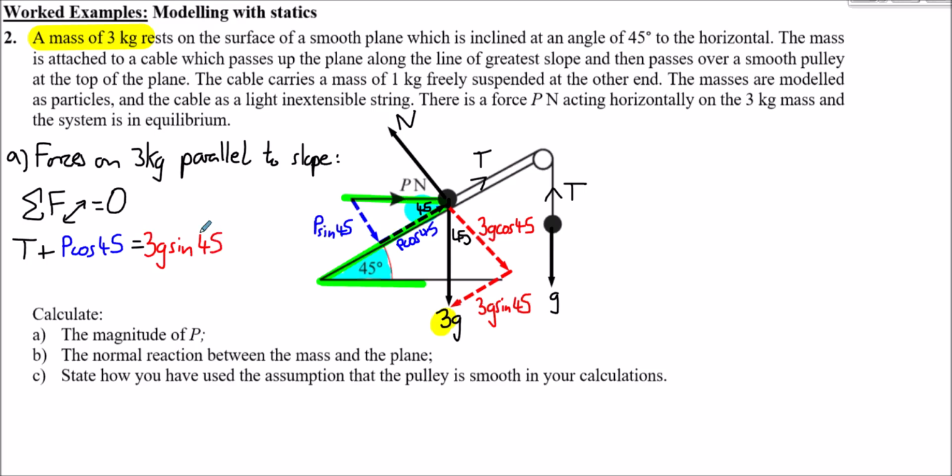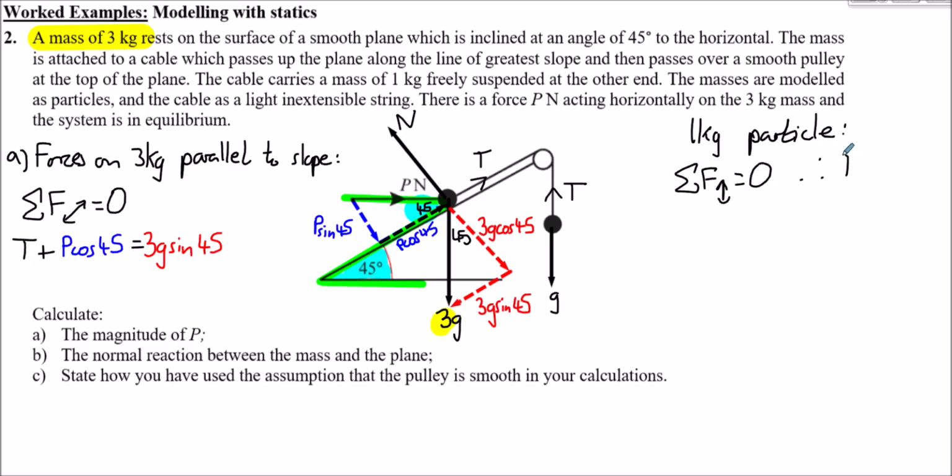At this point, it's probably crossing your mind that we're going to be stuck because we have two unknowns. We don't know T and we don't know P. However, and if you thought this already, well done. If you look at this particle here, this 1 kilogram particle gives us a massive clue. The 1 kilogram particle is also in equilibrium. So the total of the forces acting either up or down will be equal to 0. In other words, the tension must be equal and opposite to G.